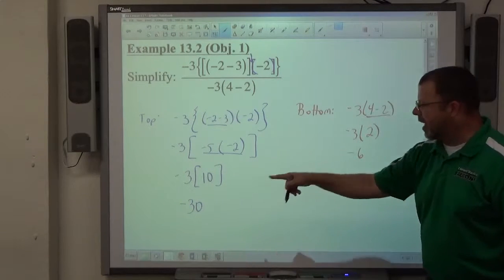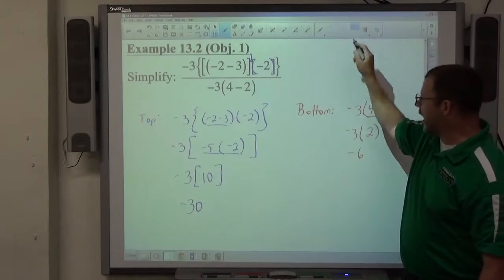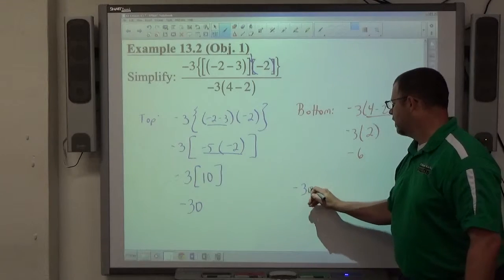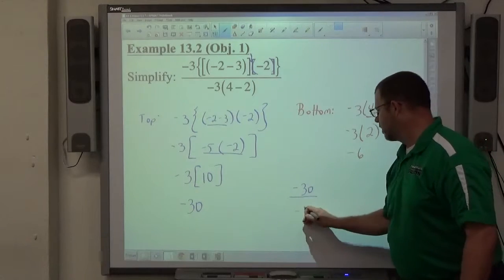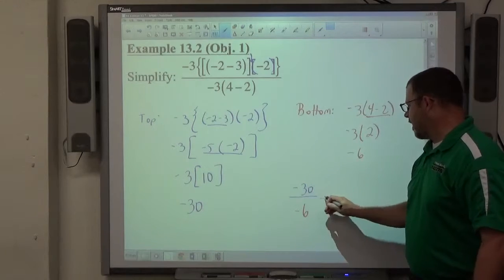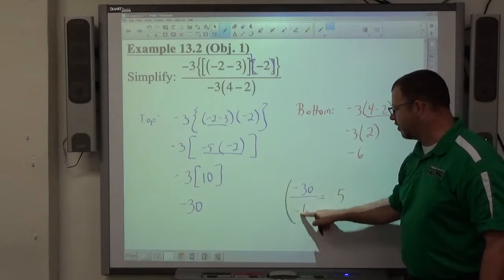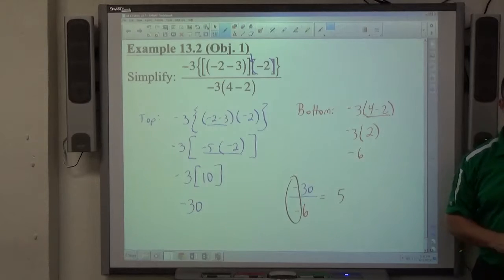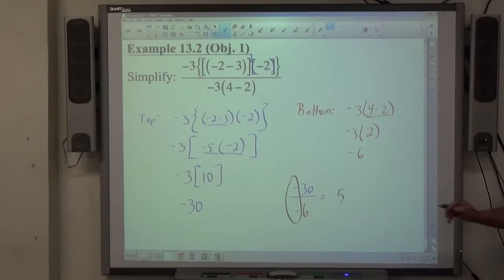And once I've evaluated the top to a single number and the bottom to a single number, the answer is the top divided by the bottom. It'll be +5. Positive because the signs are the same, and 5 because 30 divided by 6 equals 5.